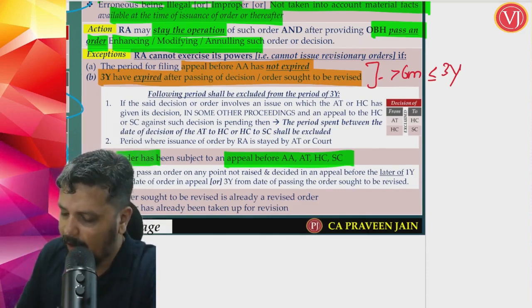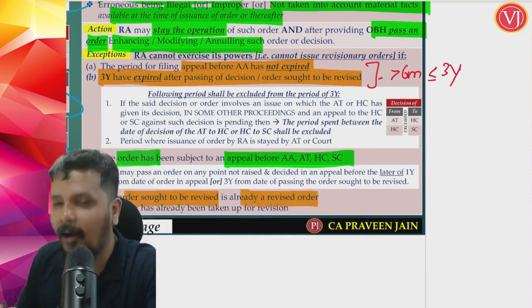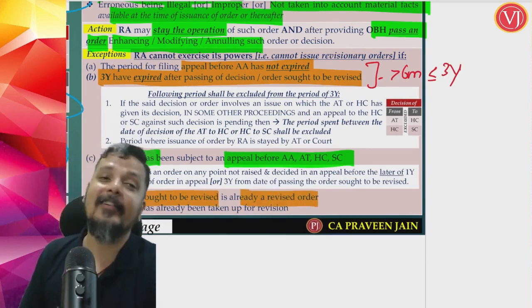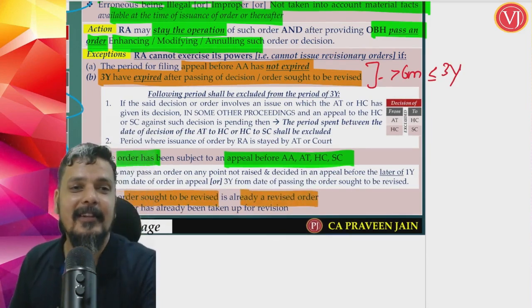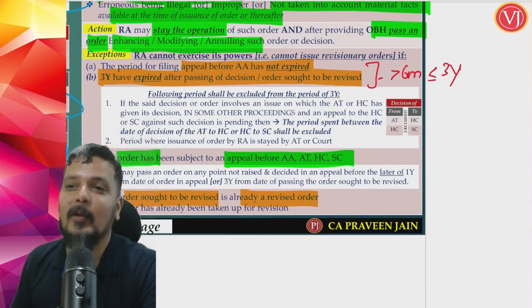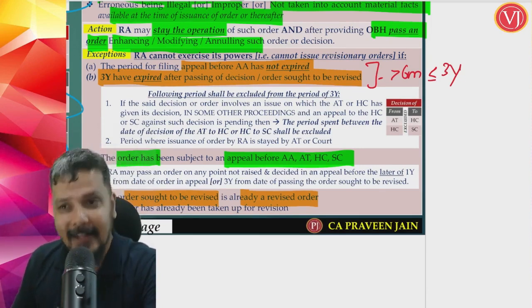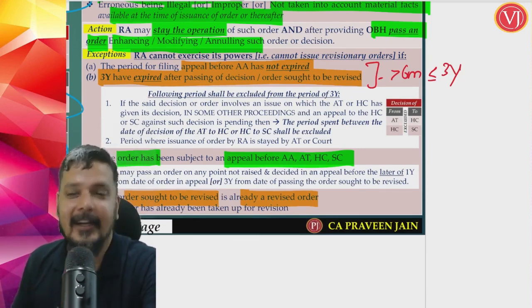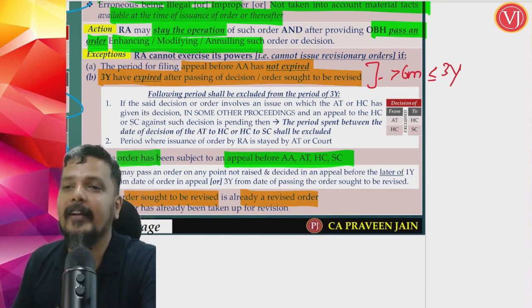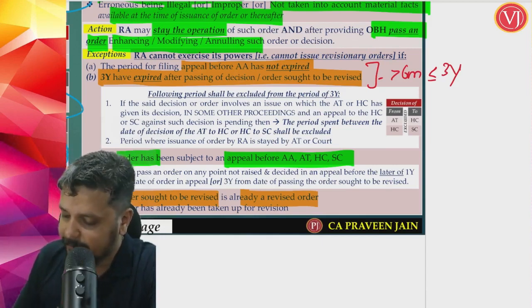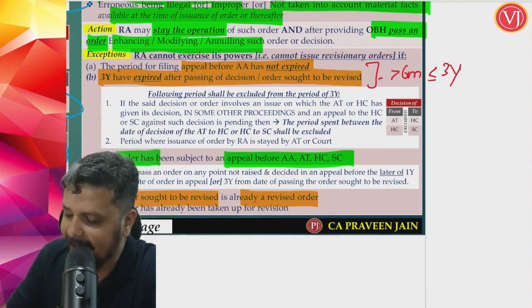If the order sought to be revised is already a revised order, if this is allowed, what will happen? There is no time limit. Unlimited time. Infinity. They'll revise the order. Again they'll take up the matter. Another 3 years. Again they'll take up. There's no end. An already revised order cannot be taken up for second time revision. Or the order has been already taken up for revision.